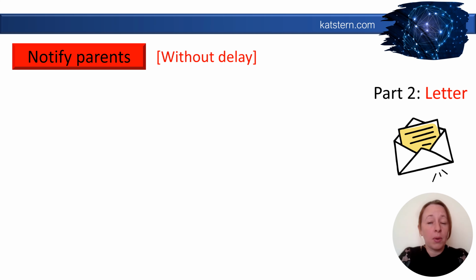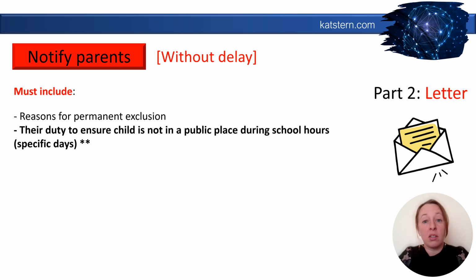The following information you are only allowed to email to parents if they've given written agreement for this kind of notice to be sent in this way. So most schools end up sending this as a letter. So the information that must be included, the first two things that must have been included in the original contact, which is the reasons for permanent exclusion and the hours in which the student should not be in a public place.